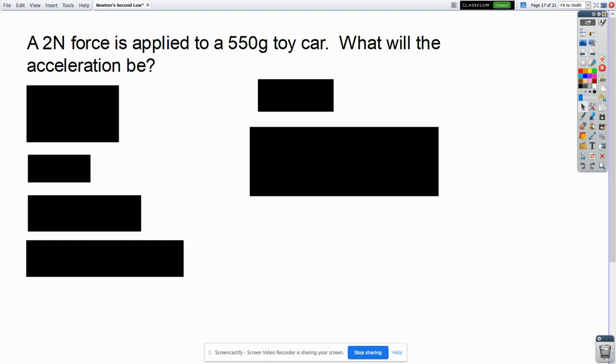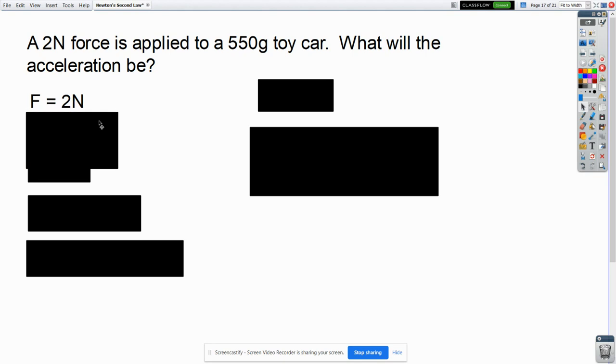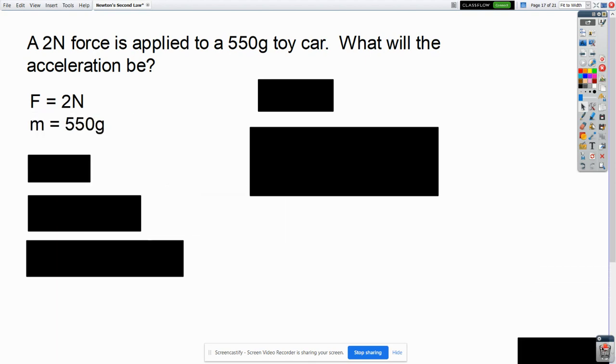The trick in this one is dealing with the givens. A 2 Newton force, that's obviously force, is applied to a 550 gram toy car. Grams measure mass. What will the acceleration be? My issue is grams. Again, we've got to always be on the lookout for units that have to be converted.